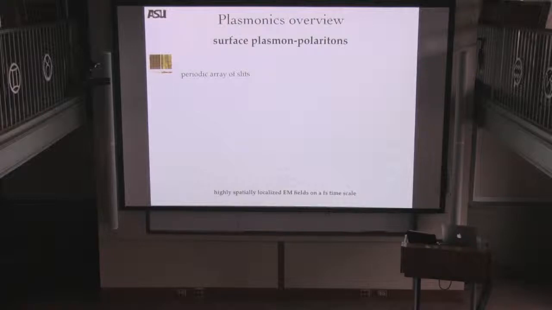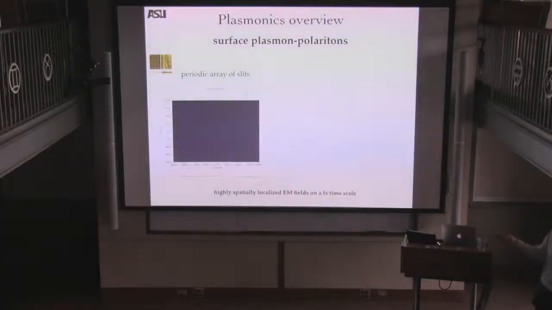Now, let me show you a few examples of surface plasmon polaritons. One of them is a periodic array of slits. I will use this structure in simulations in a few minutes. Here I have a periodic array of slits, and I'm illuminating these slits with a plane wave that propagates from top to bottom and oscillates from left to right, at the frequency of surface plasmons.